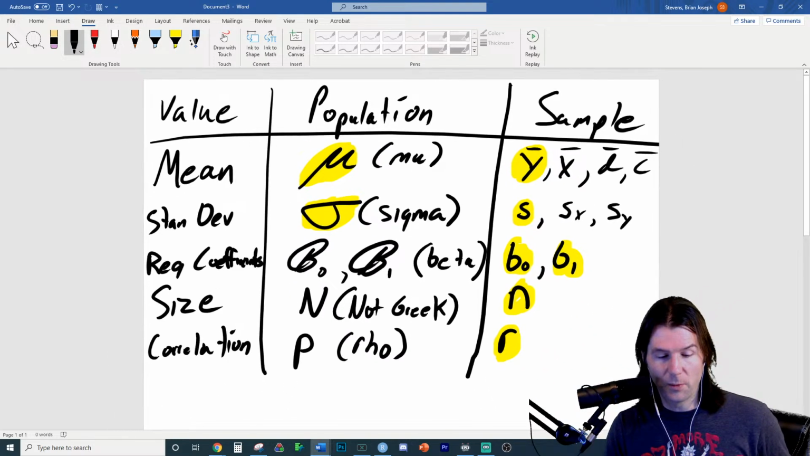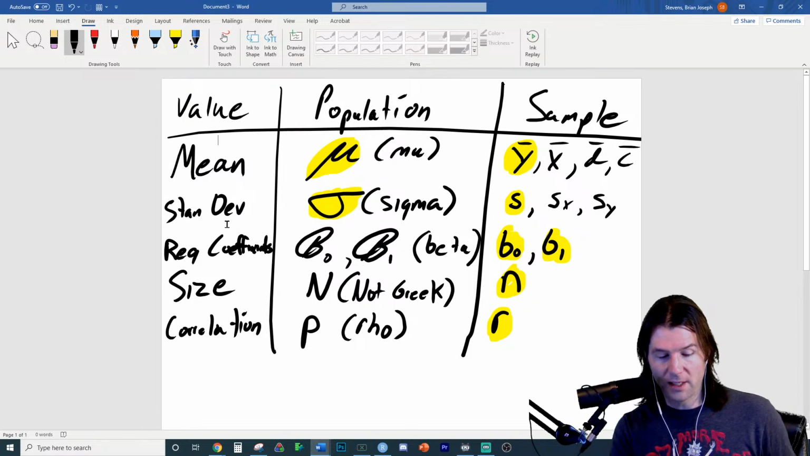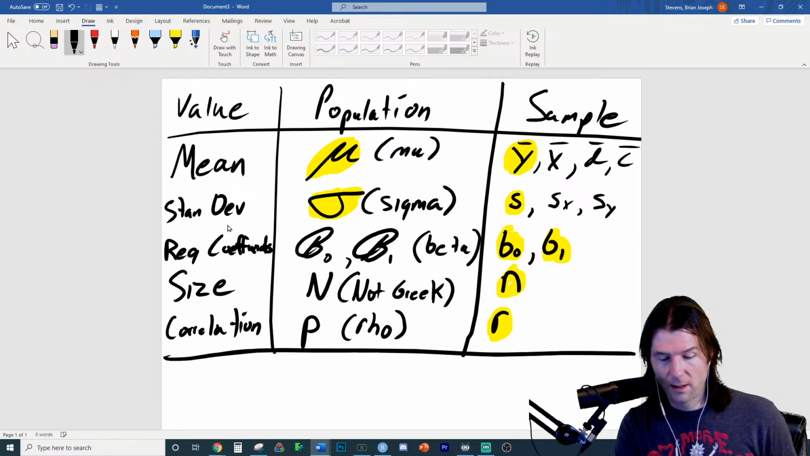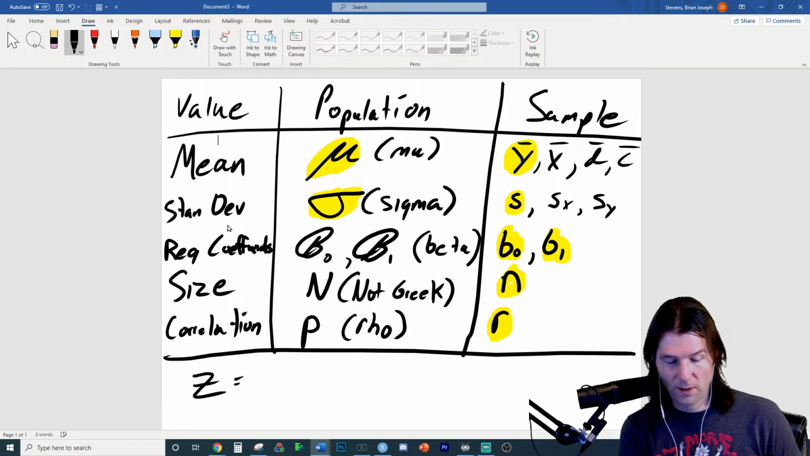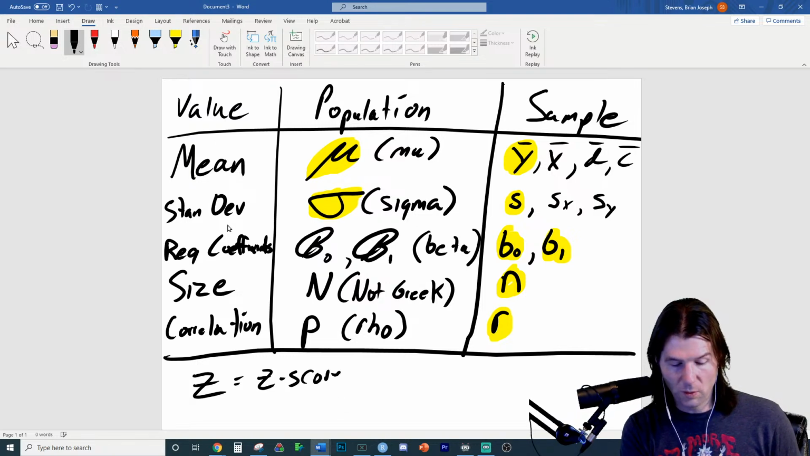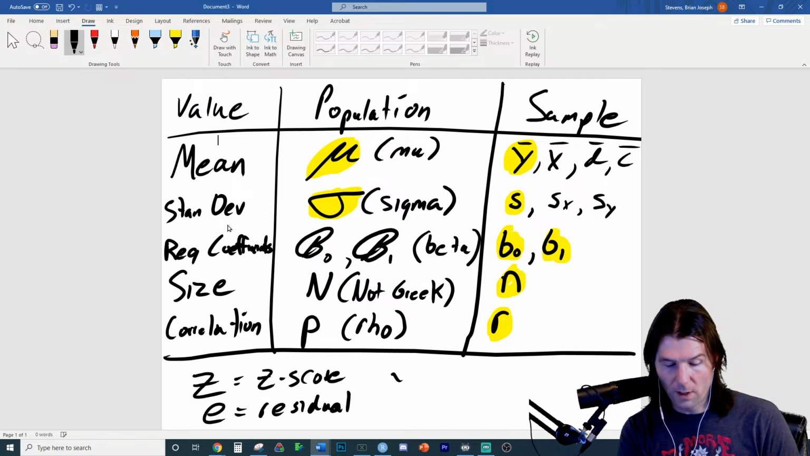I guess additionally, we could just add in a breaks the mold thing. So we have here Z, which is Z-score. Should know that. Z is a Z-score. Oh, and then we also have E, which is residual. And Y equals observation.